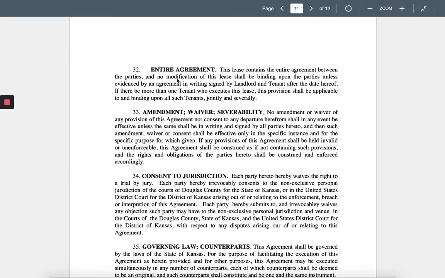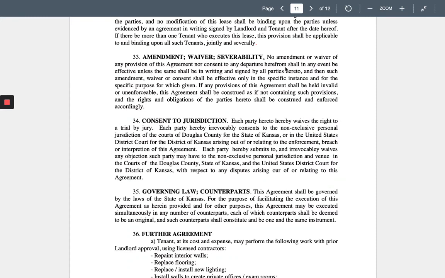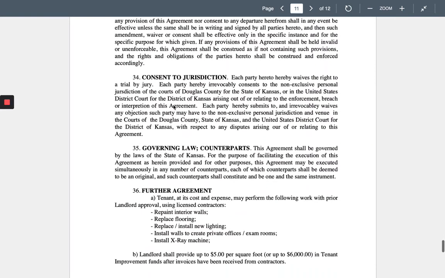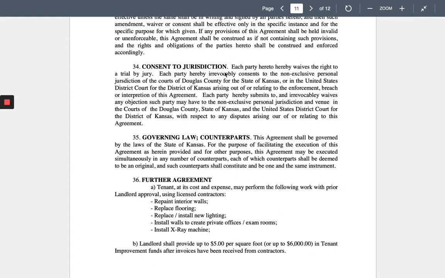This is saying this whole thing represents the entire agreement. No amendment or waiver. Again, this is all standard boilerplate. If you get in a disagreement, you're saying where you wish to have that done. So in this one, it says Douglas County for the state of Kansas or in United States District Court. So it would keep it in Kansas. So let's say you moved and you went to San Diego, and now there's legal action between the two parties. This is establishing that it's going to stay in Kansas.